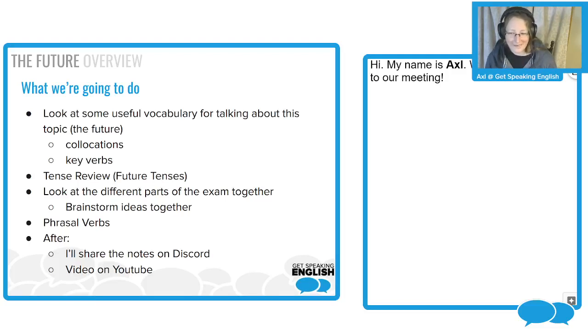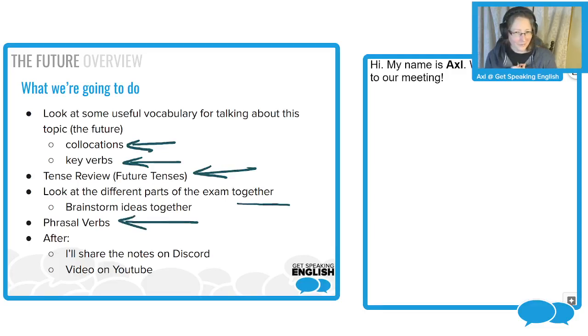And a heads up about what we're going to do today. We're going to be looking at some useful vocabulary for talking about this topic, the future. We might look at some ideas about what will come up, but also collocations and some key verbs that you'll be able to use. We're going to review some tenses for talking about the future because I know it can get a bit difficult. Then we're going to look at some different parts of the exam together and brainstorm ideas about what we can say about those questions. Finally, if we have some time, I have some phrasal verbs we can check out.